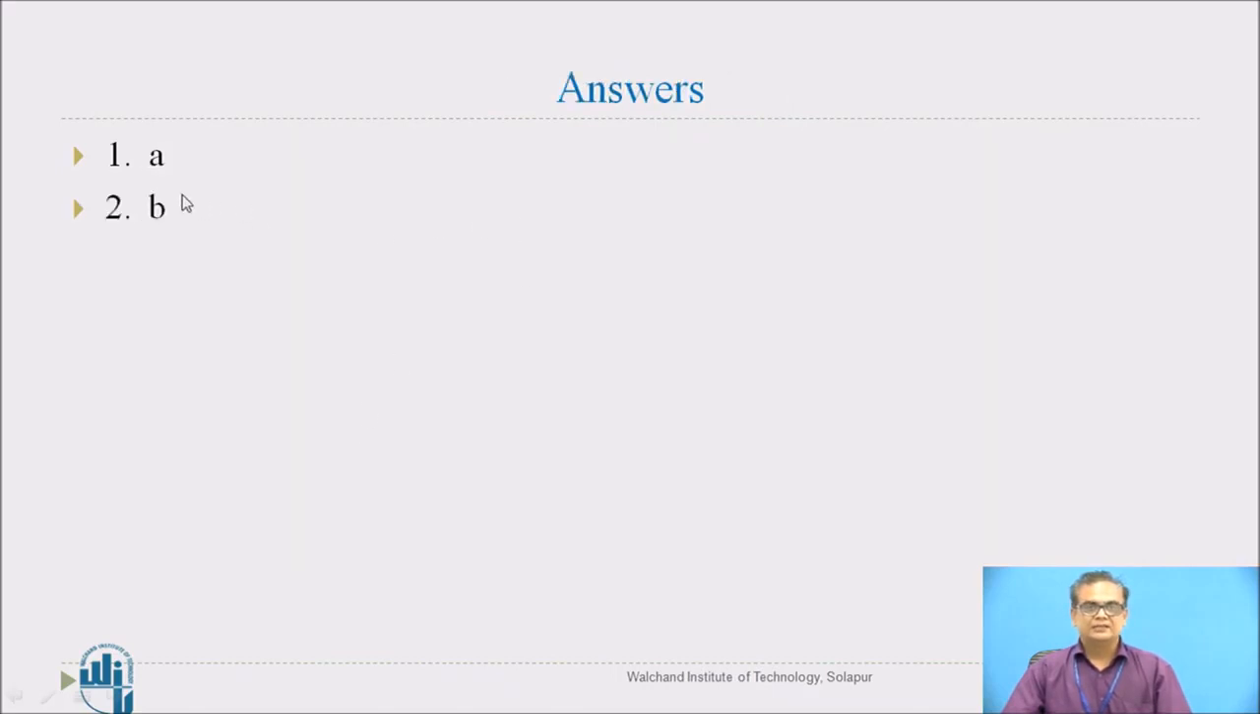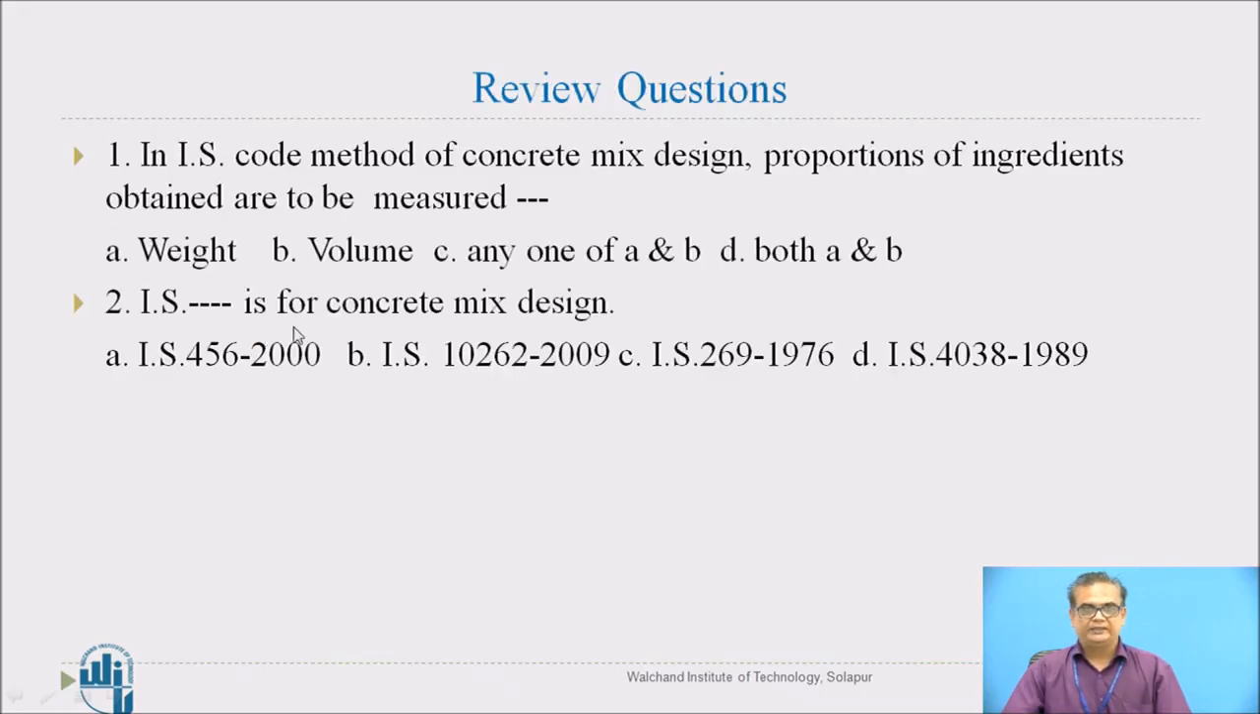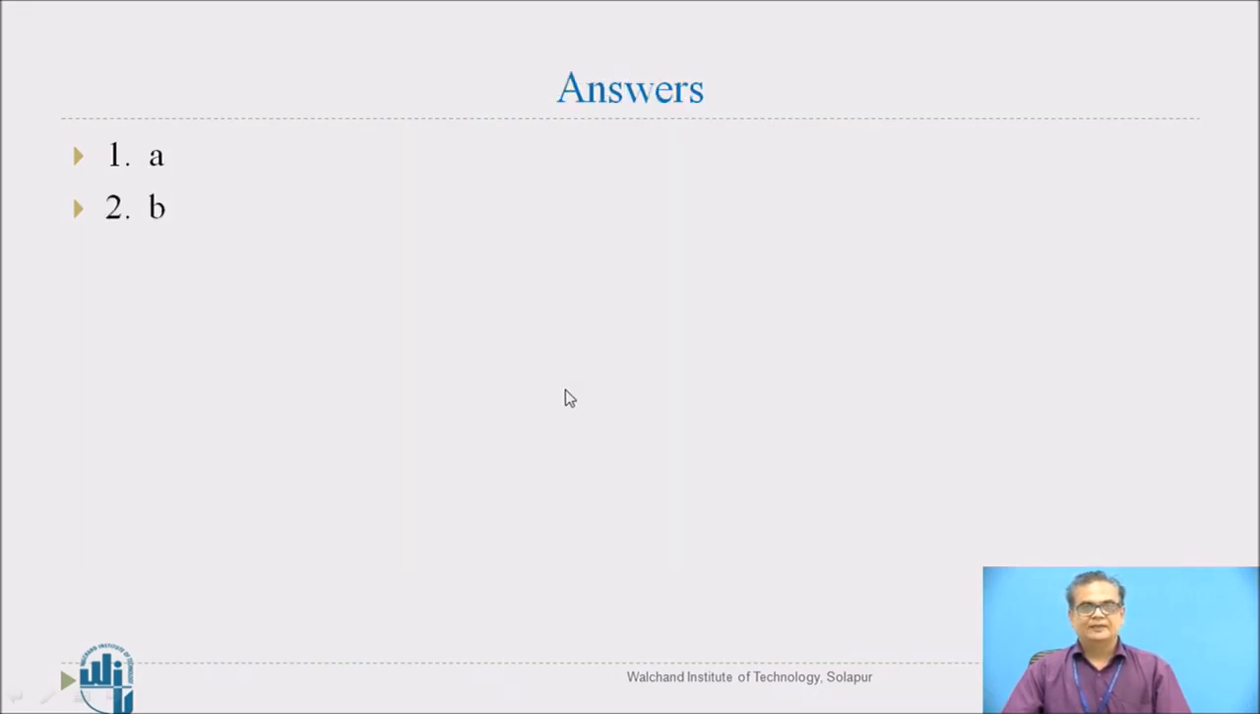So here are the answers. Question number 1, A is the option. The correct option is A, by weight. And question number 2, B is the correct option, IS 10262-2009. So these are the answers.